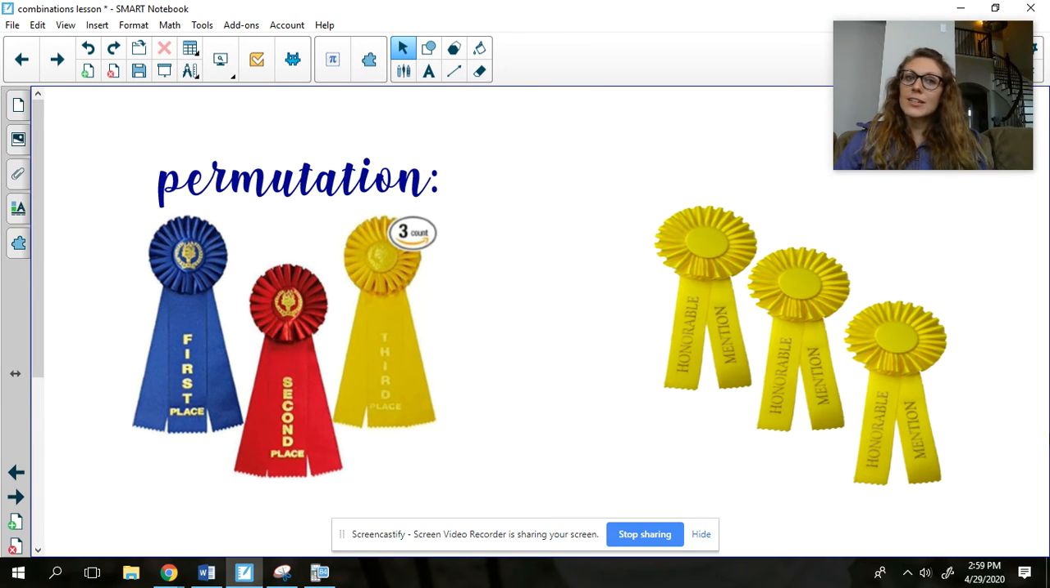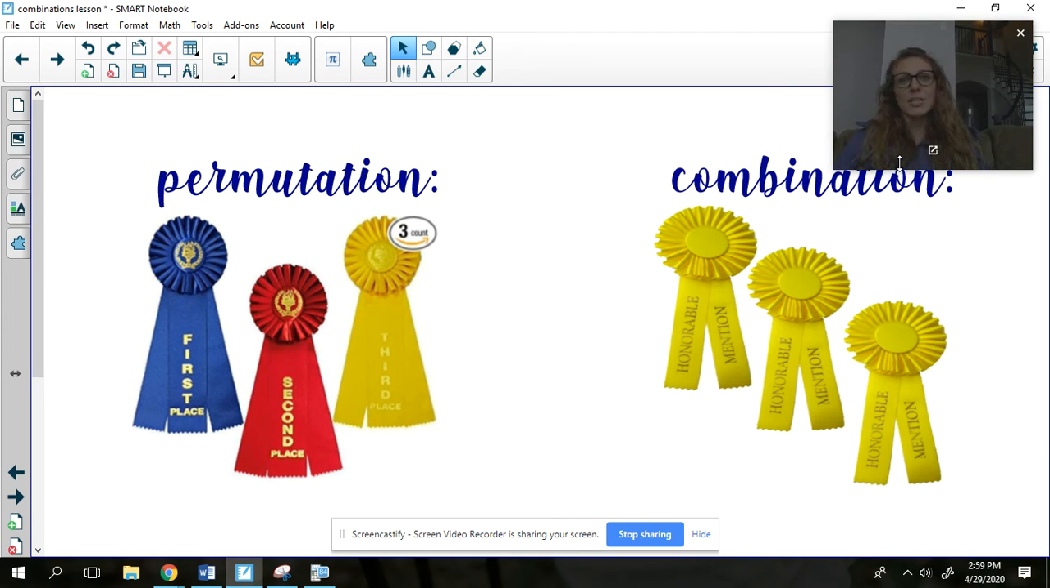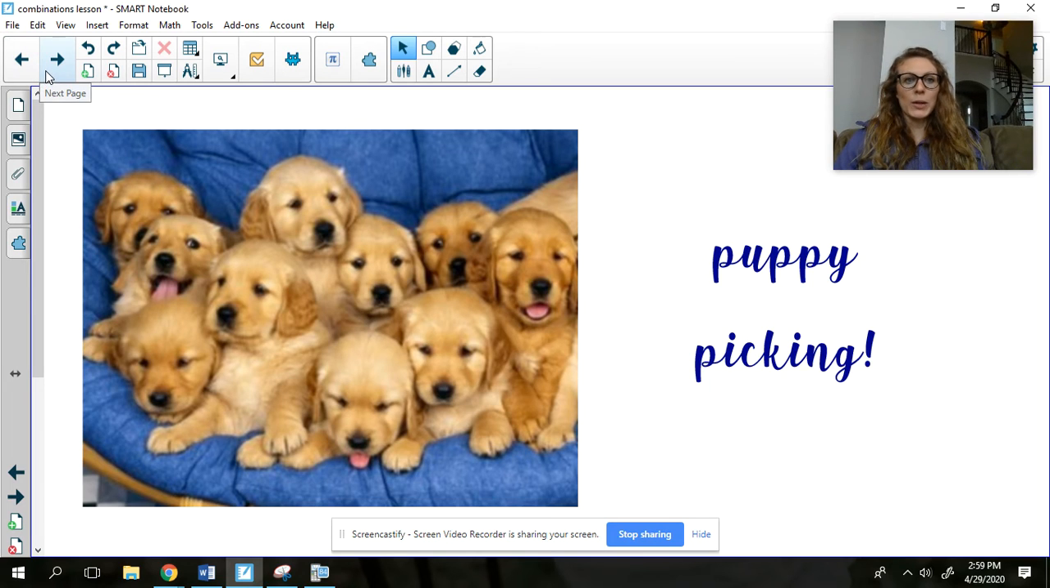But if all of your ribbons are the same, they're all just honorable mentions maybe, then we're going to stick with a combination. Okay, so as we continue with this probability unit, you're going to have to decide, does order matter or does it not? Let's do one more example.